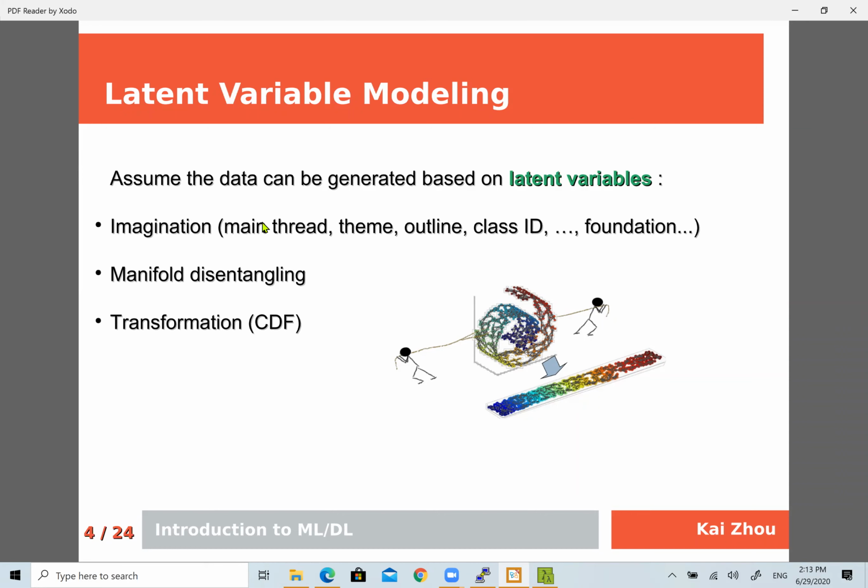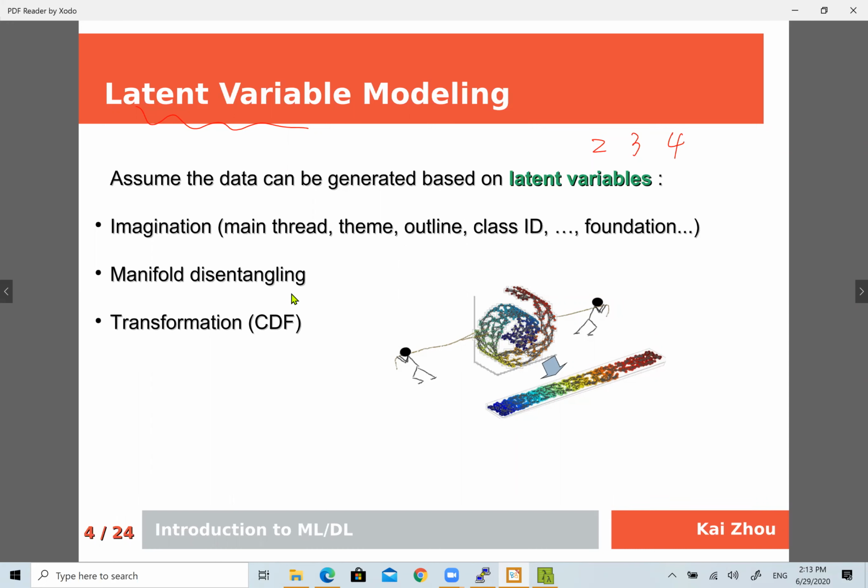So you want to generate some handwritten digits, like a number 2, a number 3, a number 4. If you do the same task, the first thing you will think about is which digit you want to write, right? So this digit identity is also one kind of latent variable here, okay?